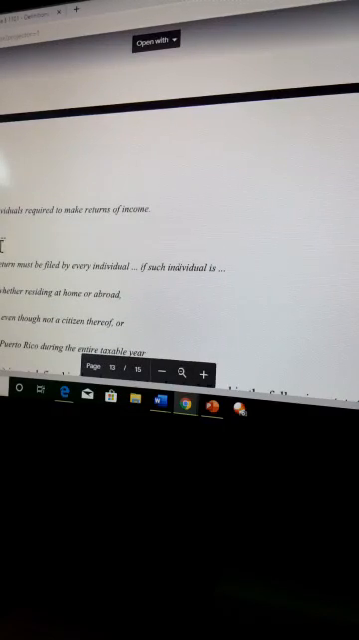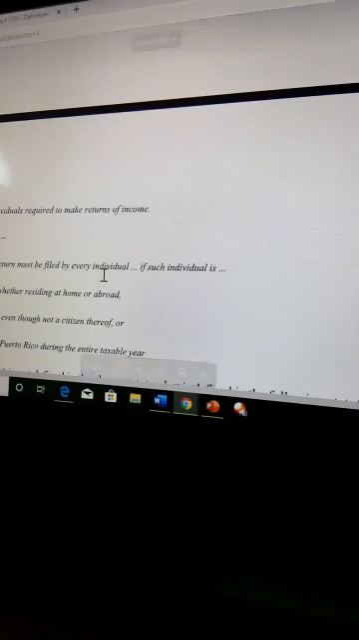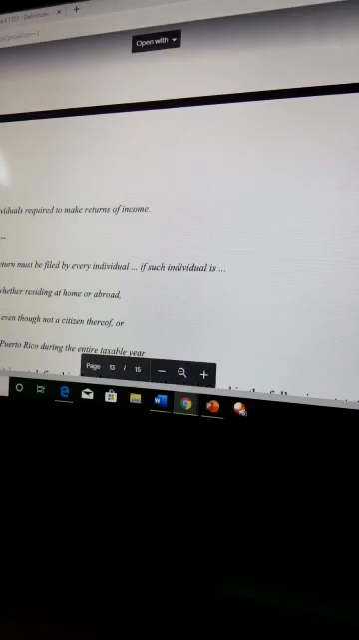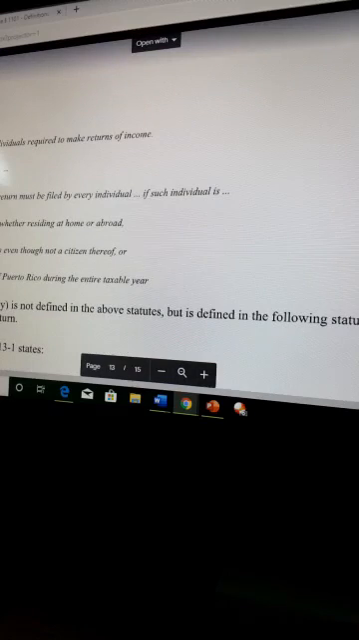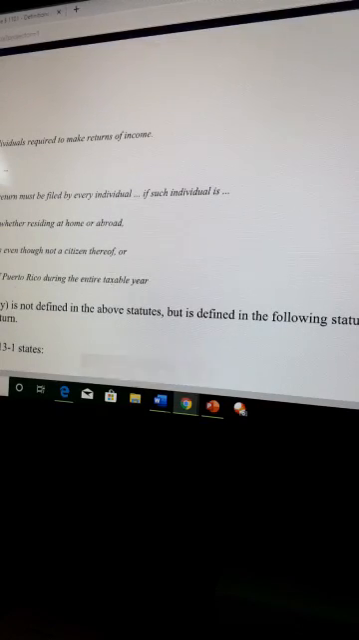Title 26 CFR Section 1.6012-1, individuals required to make returns of income. (a) Individual citizens or residents. 1. In general, an income tax return must be filed by every individual if such individual is 1. A citizen of the United States, whether residing at home or abroad. 2. A resident of the United States, even though not a citizen thereof. Or 3. An alien bona fide resident of Puerto Rico during the entire taxable year.